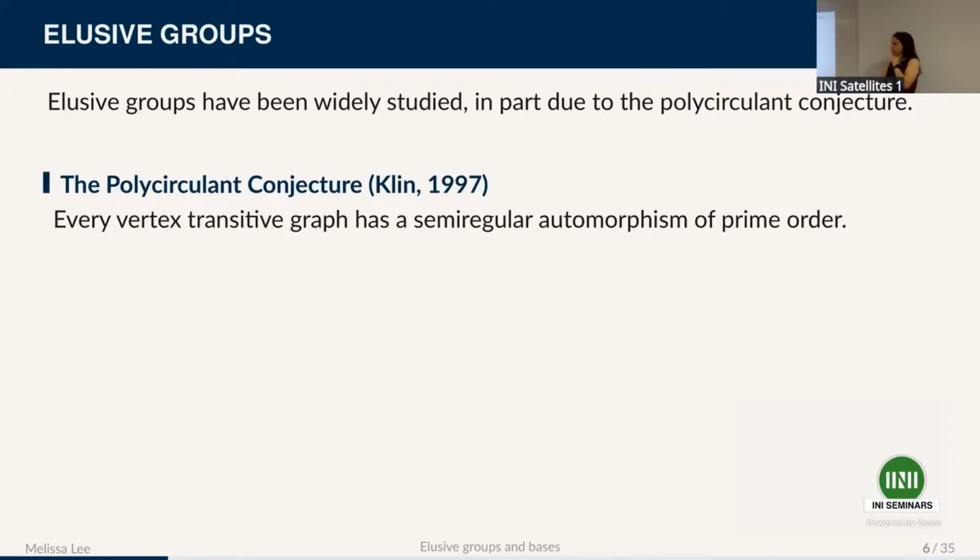Okay. So elusive groups actually have received a lot of attention, in part due to a conjecture which comes from combinatorics called the polycircular conjecture. So what's that? The statement comes in a few forms, but the form I'm going to quote here is due to Klin in 1997, who conjectured that every vertex transitive graph has a semi-regular automorphism of prime order. Now, rather than explaining specifically what that means, I'm going to show you an equivalent formulation, which is more group theoretical.